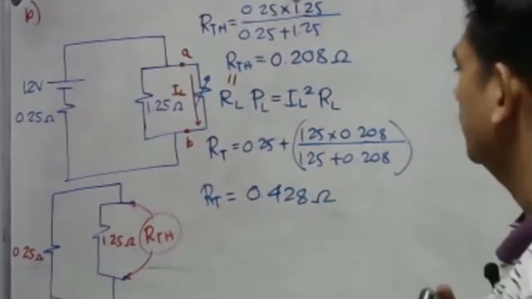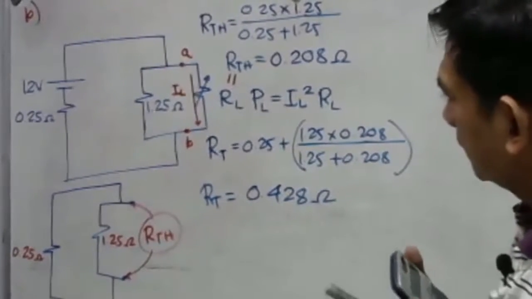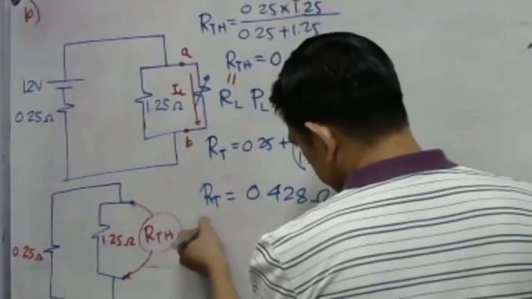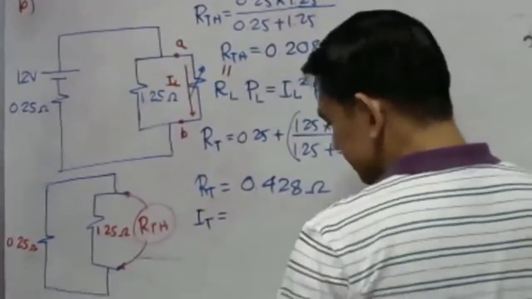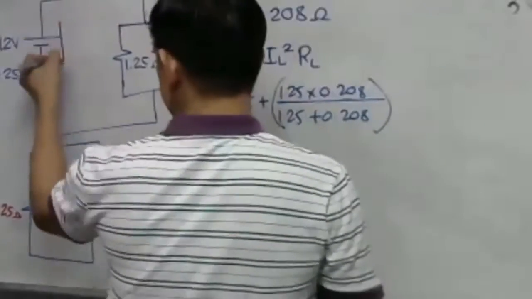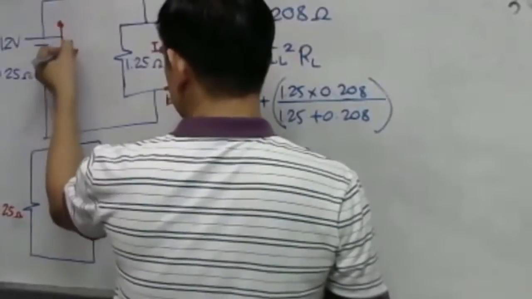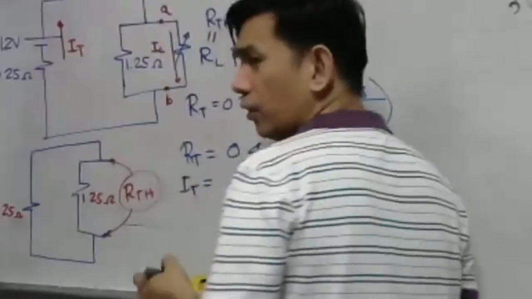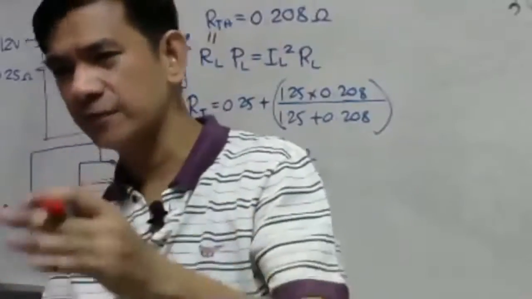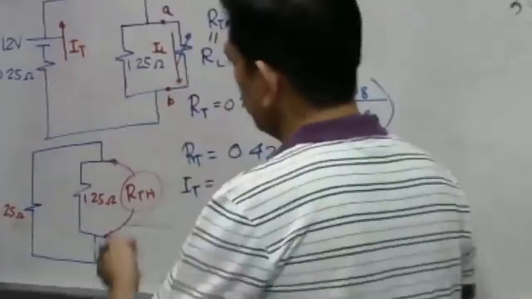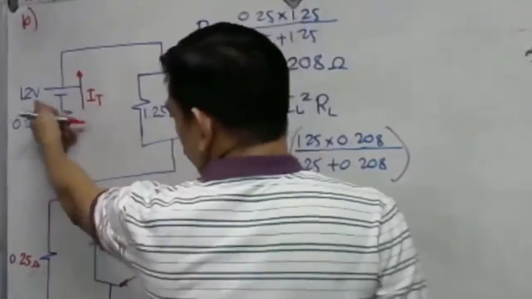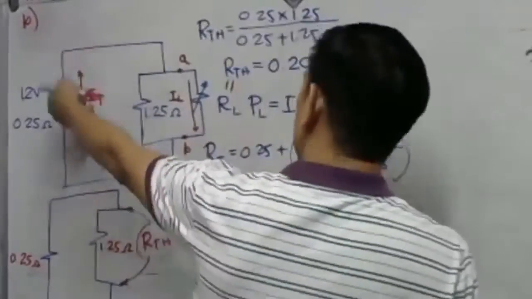Okay, so that's done. Then let us first find our total current. What is our total current? Of course, it is the current that will be coming from the source. The total current is always the current delivered by the source, coming from the total voltage, which is the source. That is our total current.